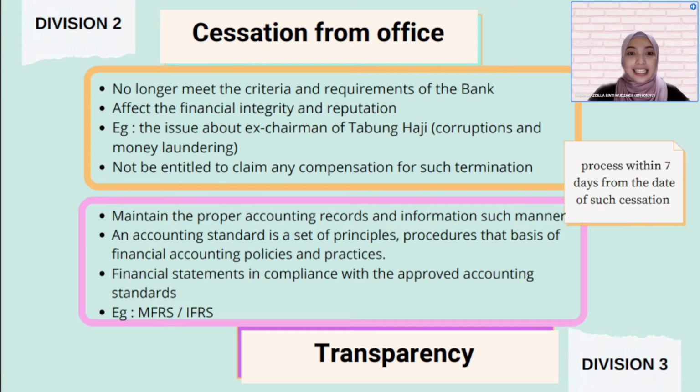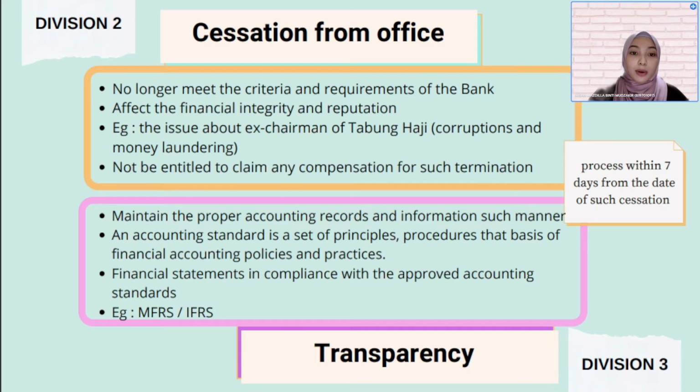Okay, thank you, Kitini. Now I will present Division 2, which is cessation from office. A chairman, director, chief executive officer, or senior officer of a financial institution shall immediately cease to hold office because they no longer comply with the fit and proper requirements and become disqualified. The case may affect the financial integrity and the reputation until the directors become disqualified from office. For example, the scandal of the ex-chairman of Tabung Haji, Datuk Sri Abdul Aziz Abdul Rahim, who was involved in corruption and money laundering in government projects.